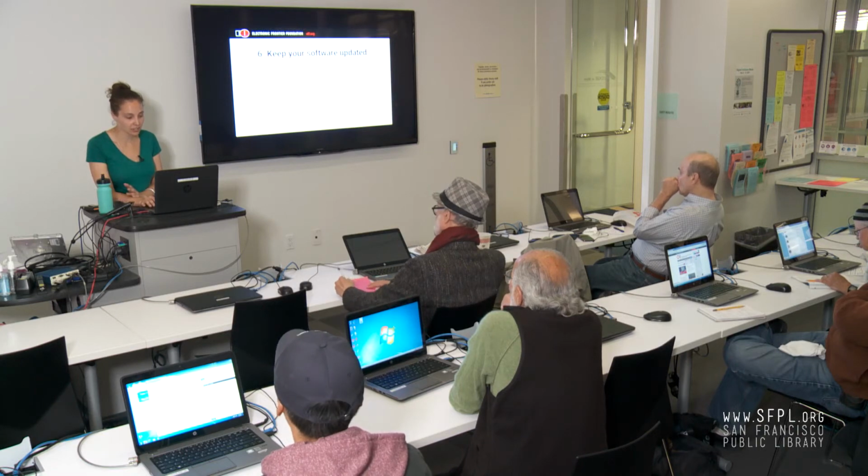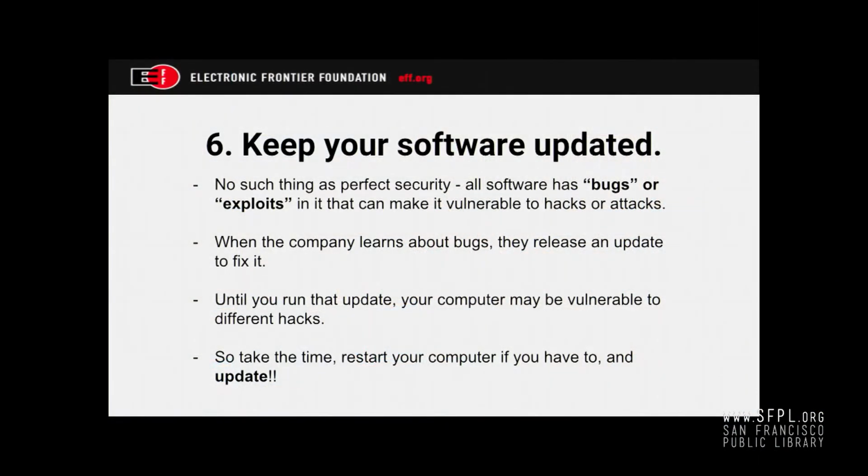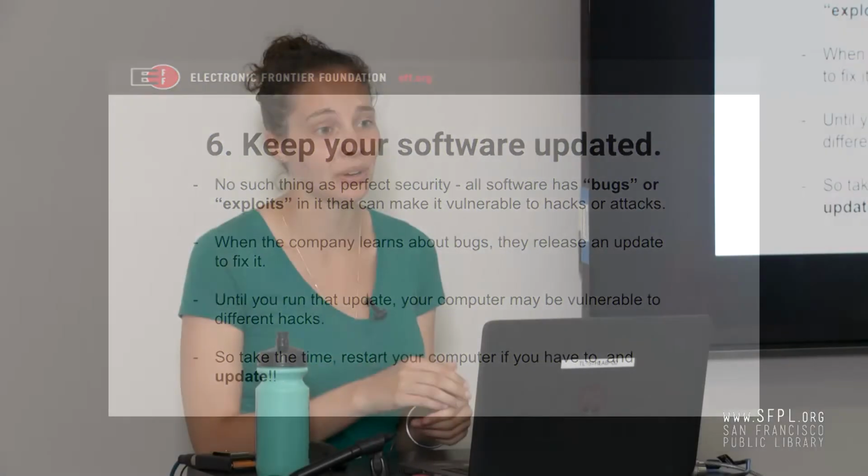And then the last thing I wanted to share is to keep your software updated. This is software for your device operating system, for different things you might use on your device. Keeping your software updated is one of the single biggest bang for your buck things you can do to protect yourself from kind of large-scale threats out there. And this is because, like I said, there is no such thing as perfect security.